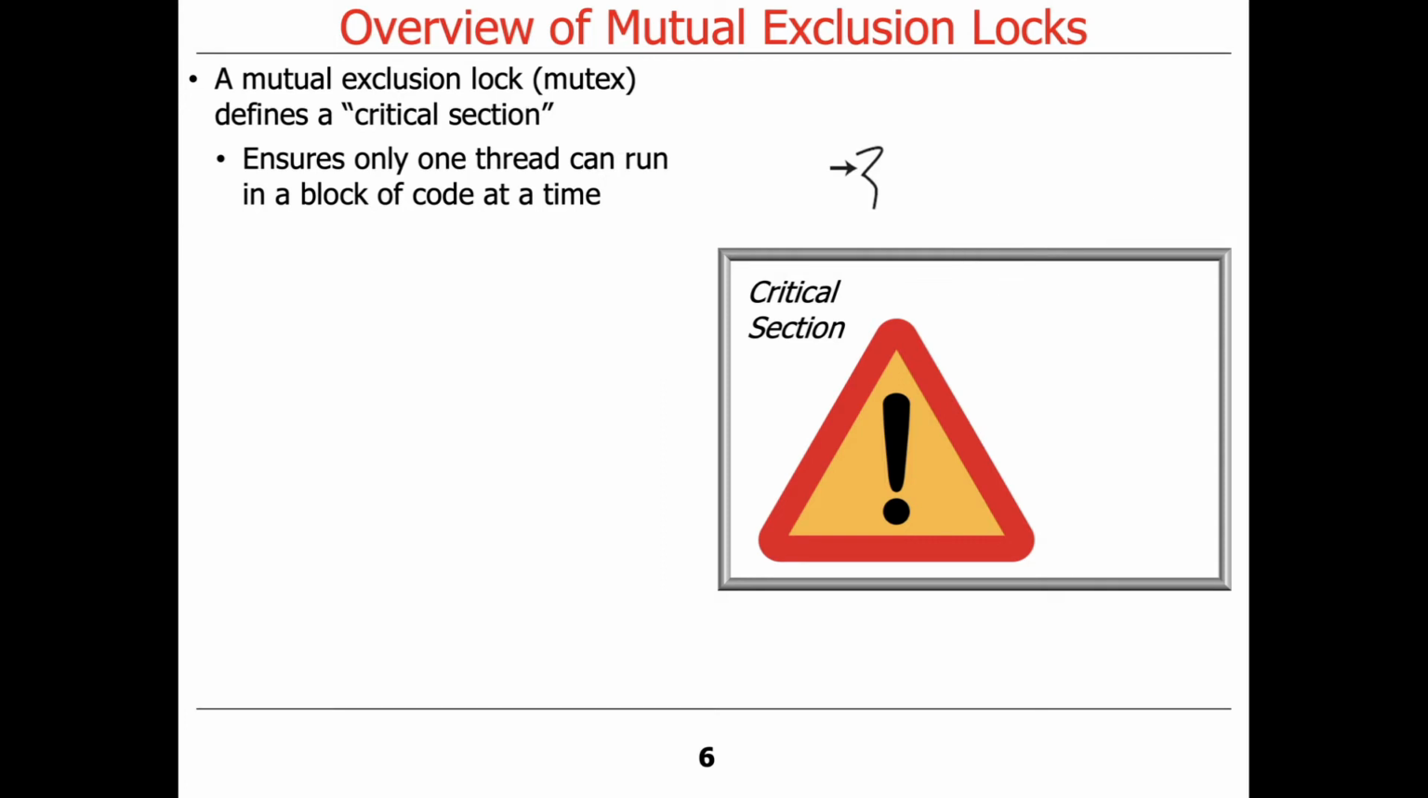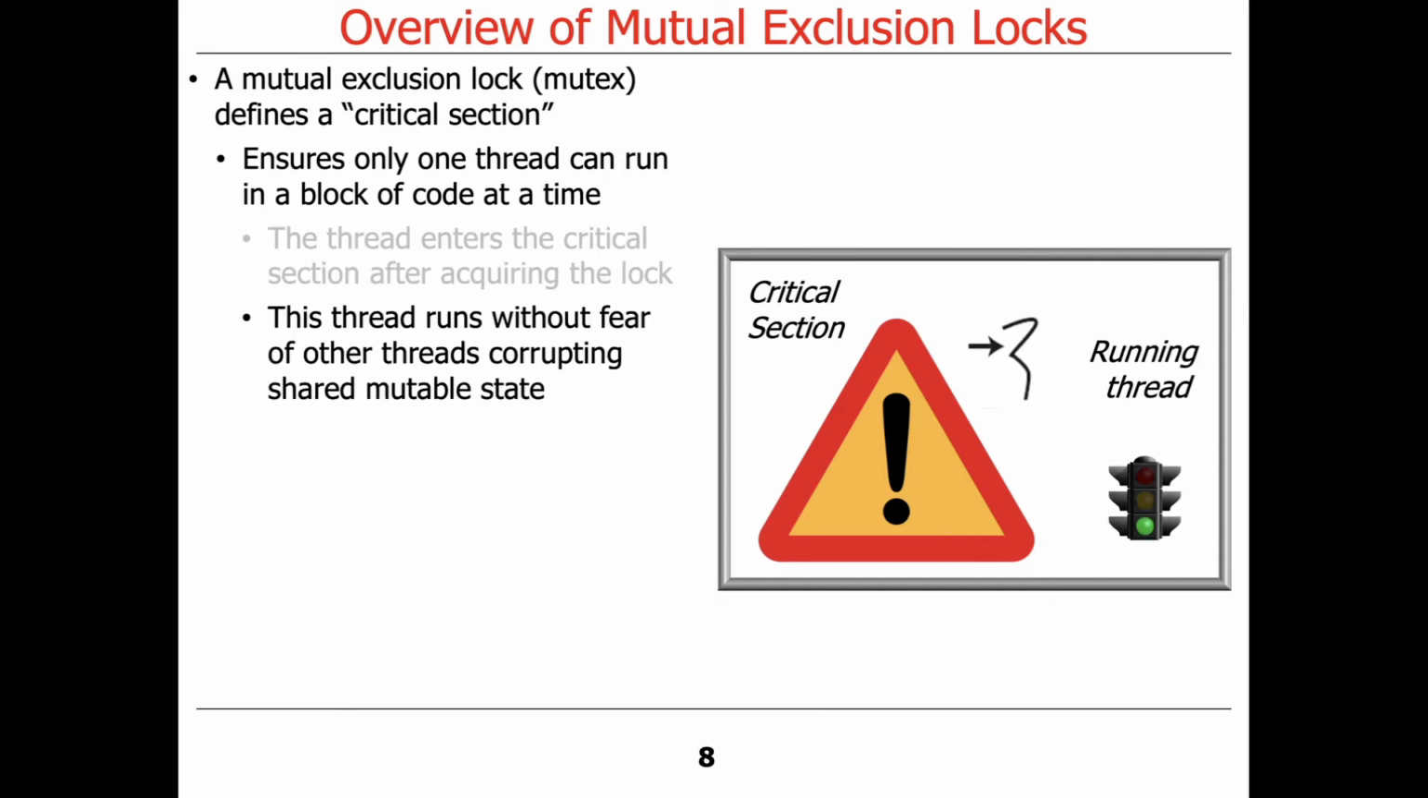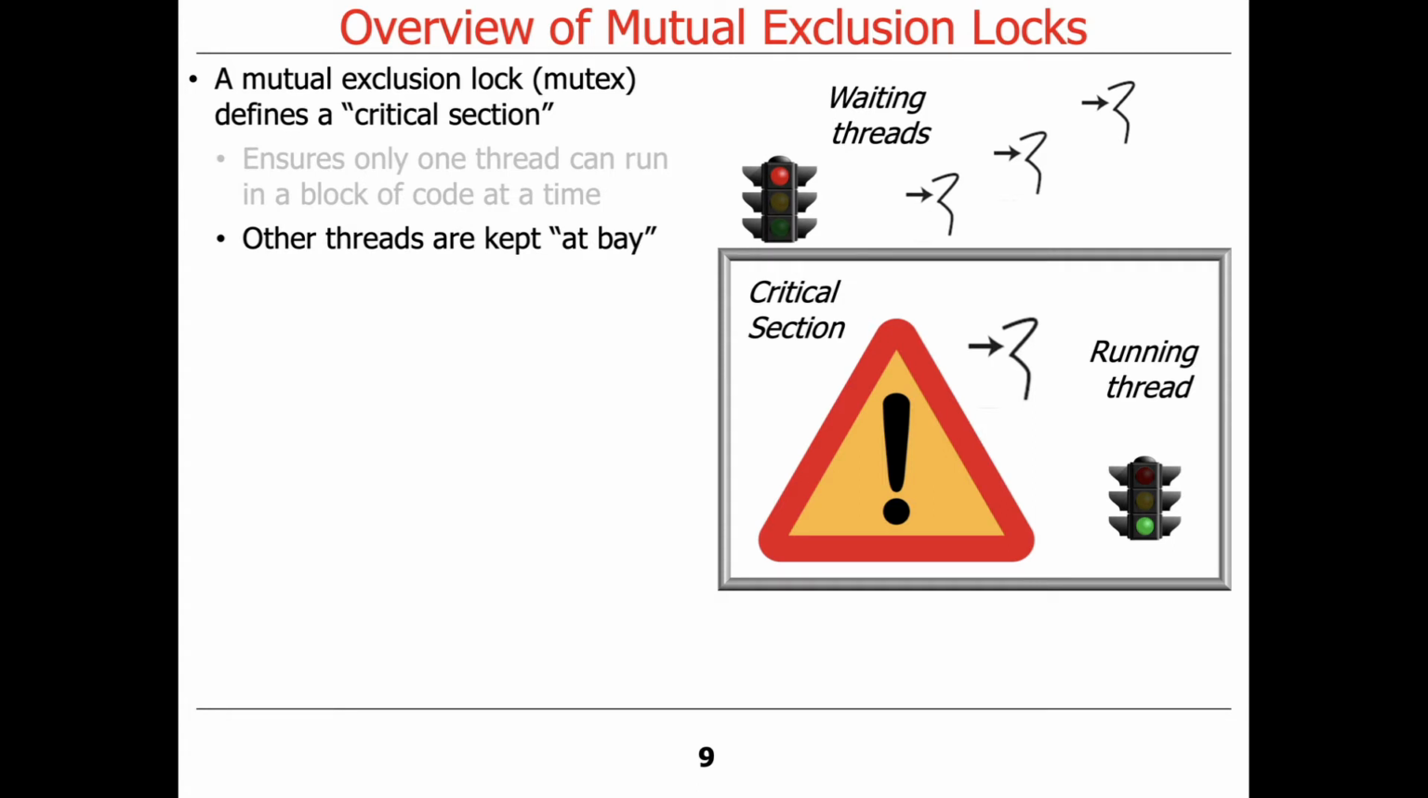And the way it works is the thread shows up, it then attempts to acquire the lock. Now, if there's nobody else who holds the lock, then the thread that wants to acquire the lock will indeed acquire the lock. So it acquires the lock, and it will enter the critical section. Once it's in the critical section, it can run without fear of other threads corrupting the shared mutable state that is typically what is being either read from or written to in the context of the critical section. So a critical section is a place where shared mutable state or shared mutable data will be modified or read.